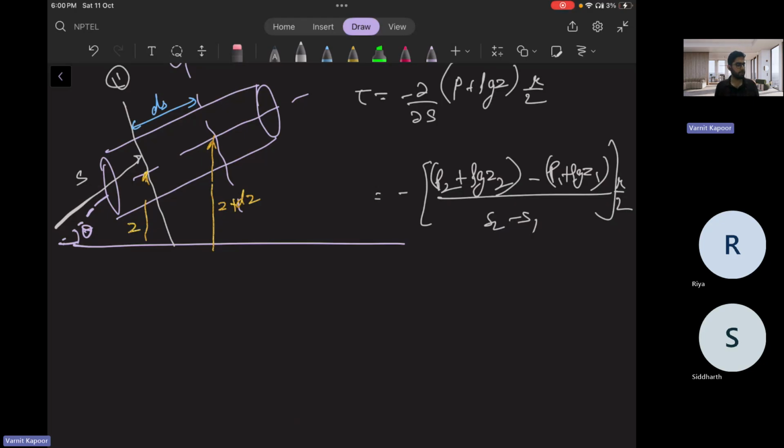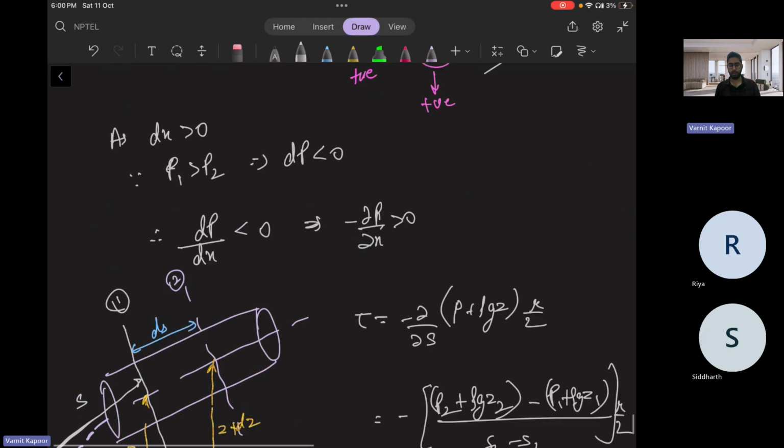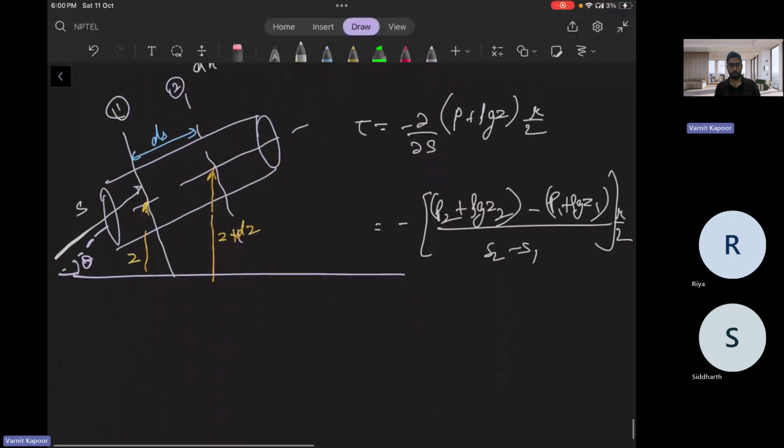Okay, I think we'll do the velocity distribution in the next tutorial on coming Tuesday. So I hope everyone has understood so far. You'll get these PDF notes and the recordings through the NPTEL team corresponding to my name. All the links will be there.